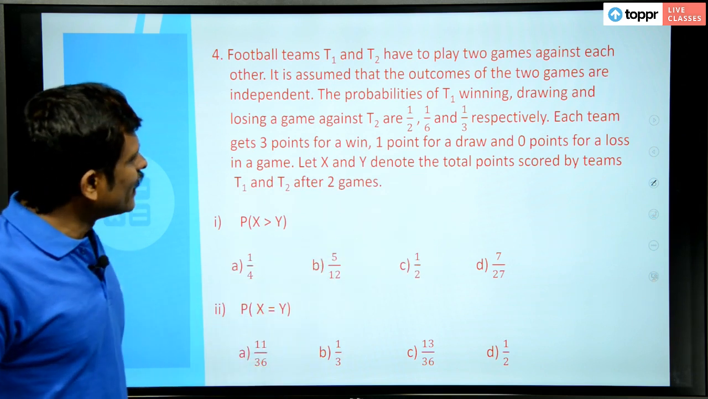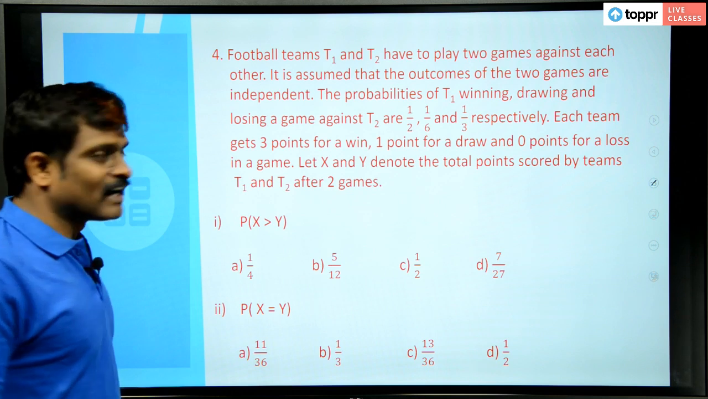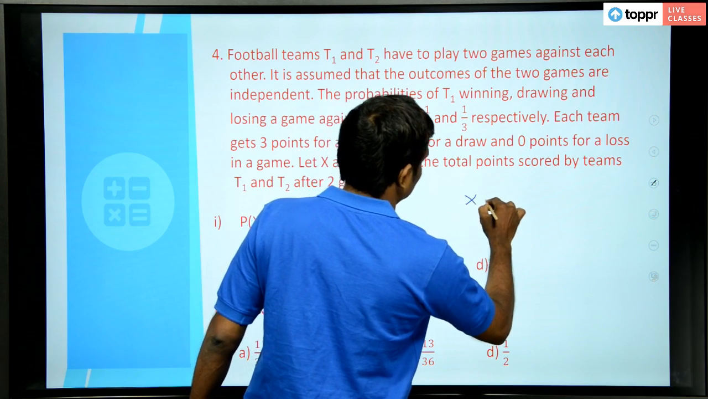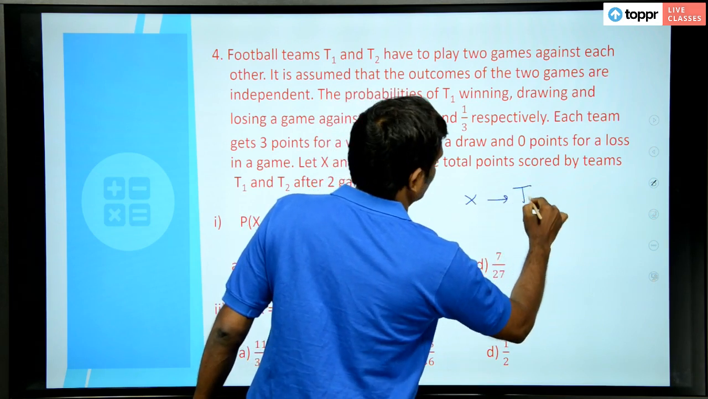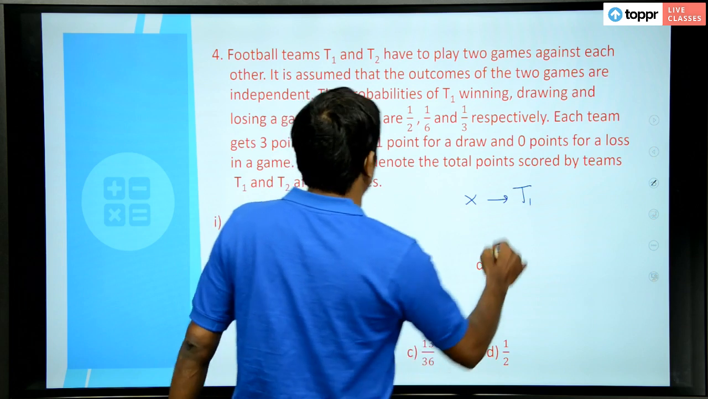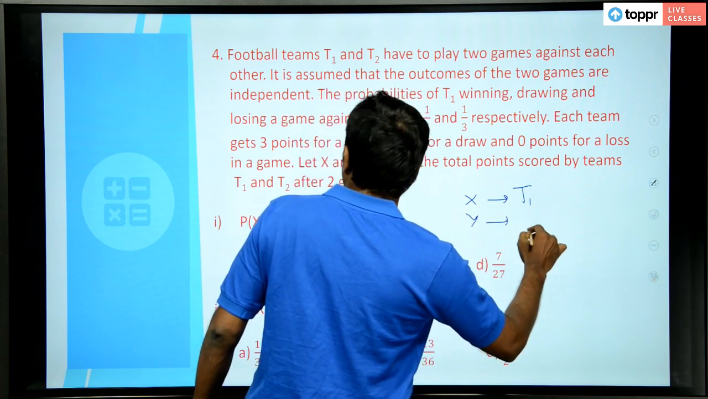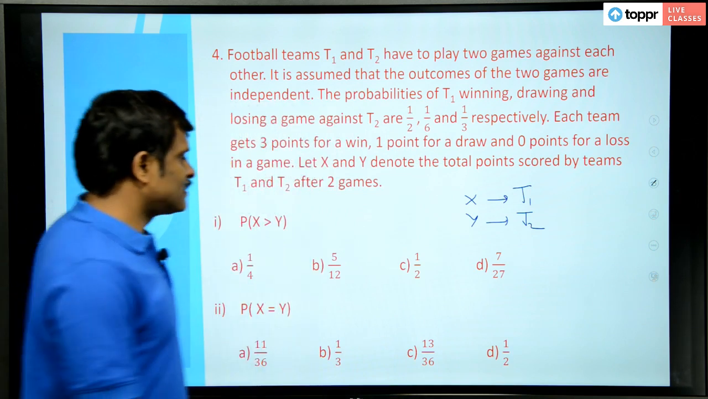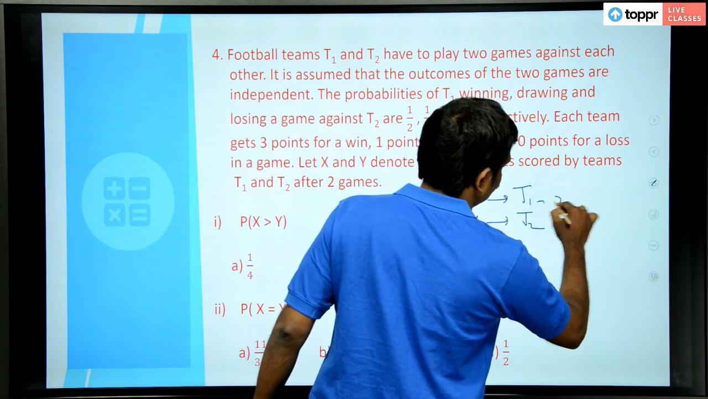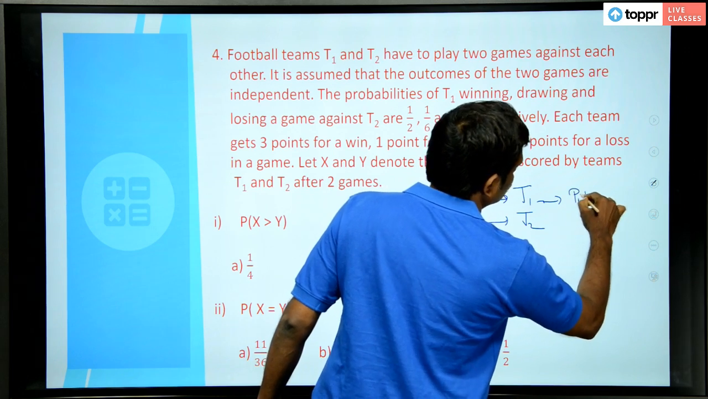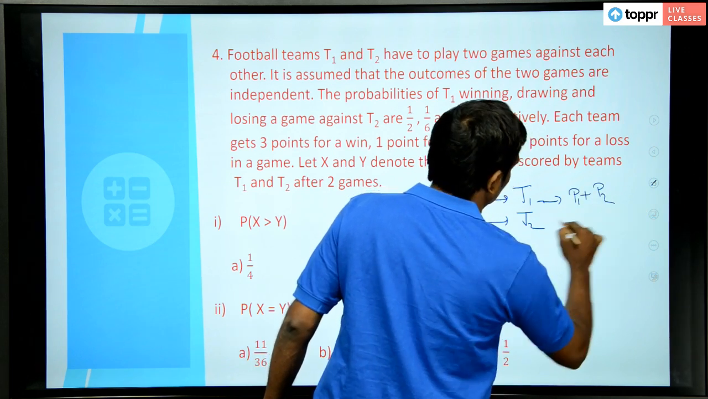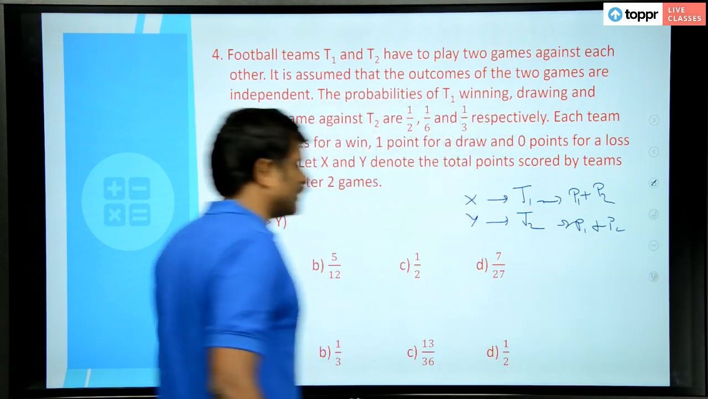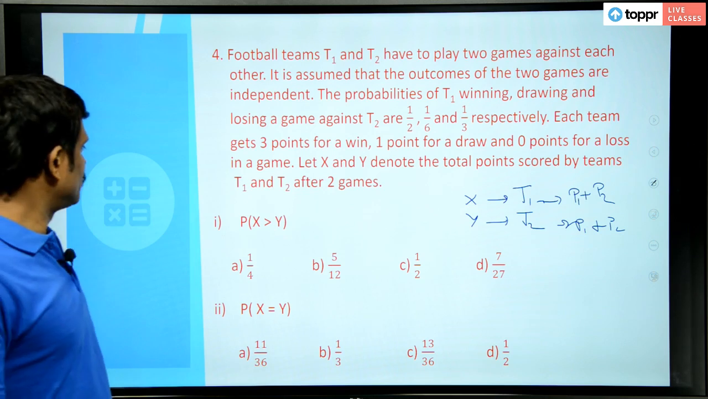Let x and y denote the total points scored by the teams after the 2 games. So, x is the points gained by T1 after the 2 games and y is the total points gained by T2 after 2 games. This T1 includes points from game 1 and game 2, this also the same, points from game 1 and game 2, they include those 2 points. Then what is he asking?